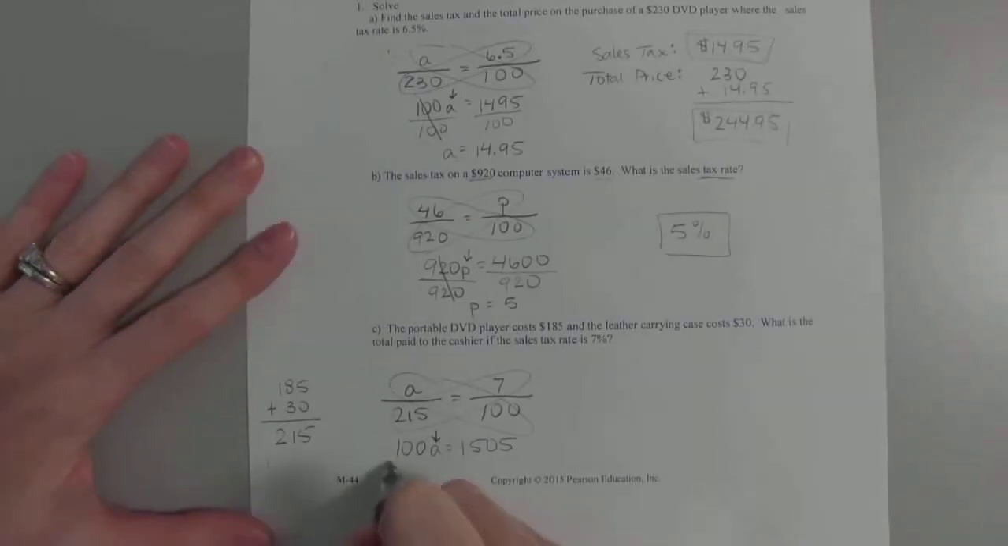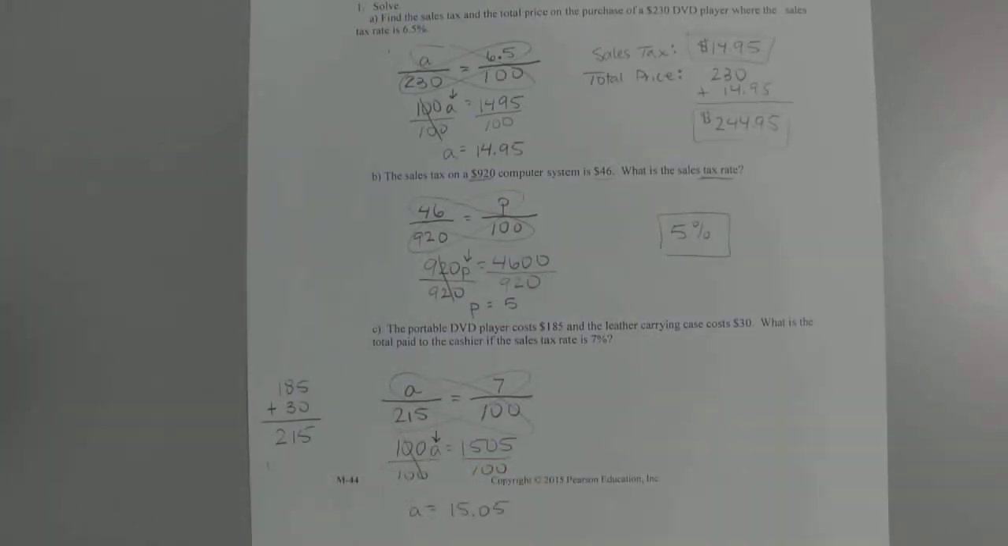And then what do we still need to do to get A by itself? Divide, right? So we're going to divide by 100. So A ends up being $15.05. Does that look right?